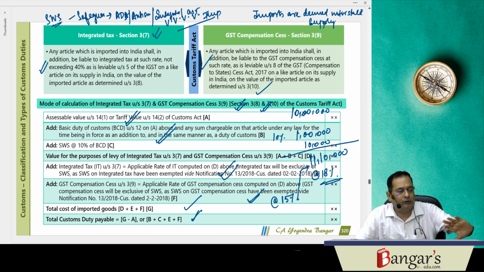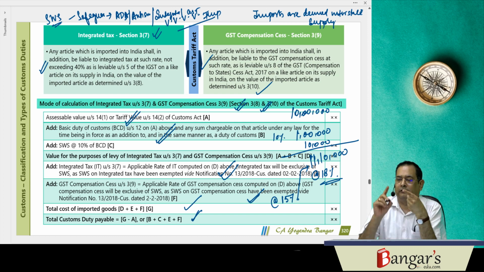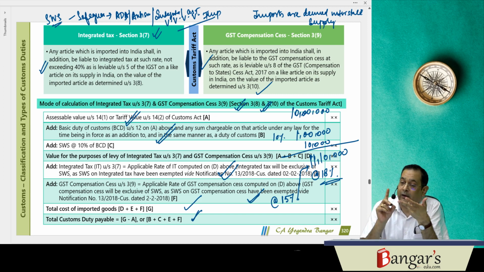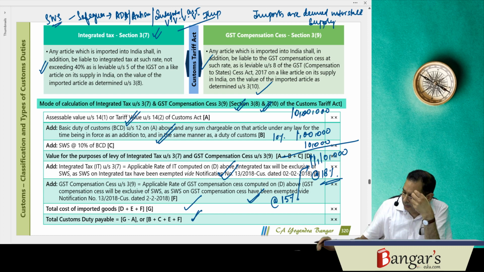Likewise, the calculation is there. First of all, you will be determining the assessable value. Then you will be adding the basic customs duty. Then you will be adding the social welfare surcharge, and that will be the sum total on which integrated tax and GST cess will be levied.